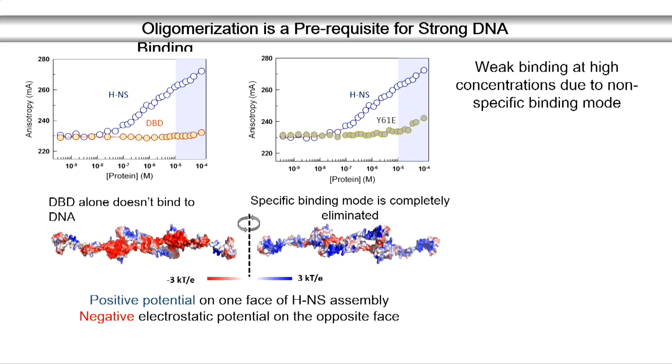And the reason why we think this is happening is because when the protein oligomerizes, as seen in this surface electrostatic potential map, there is a large positive potential that is generated on one side of this particular protein phase. So this potentially enables stronger binding to the DNA, while when it's a dimer, this electrostatic potential is on the lower side, and hence it is unable to bind the DNA.